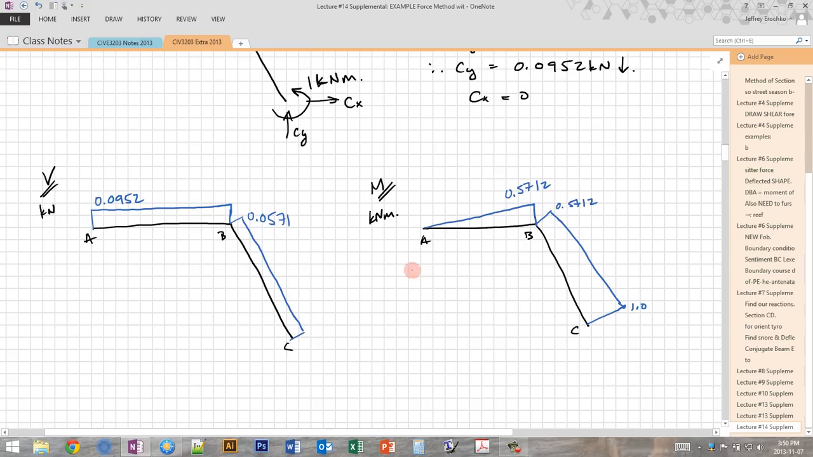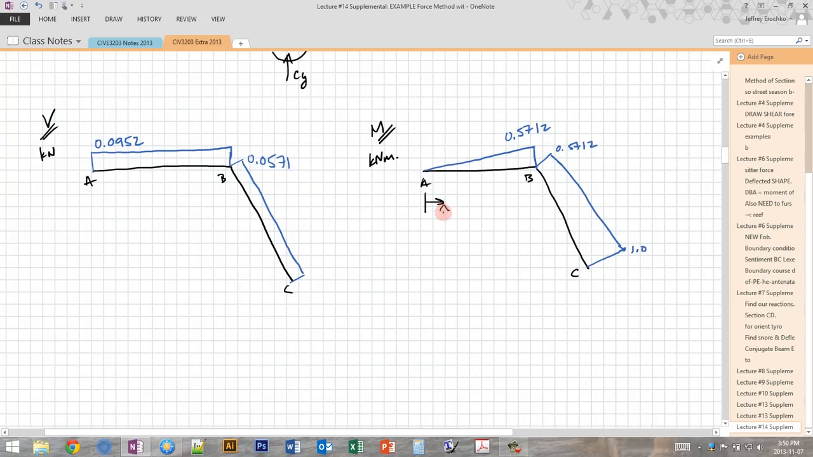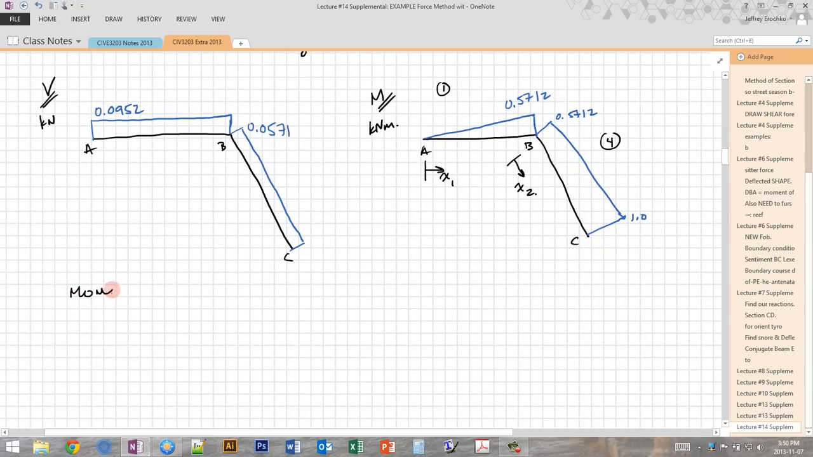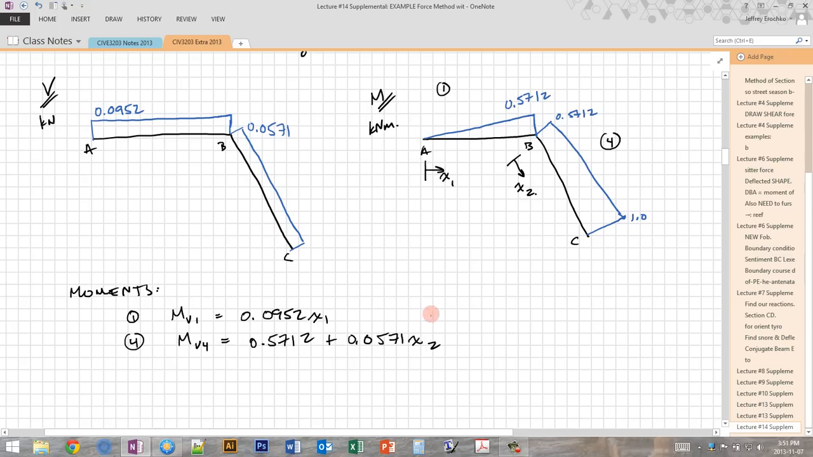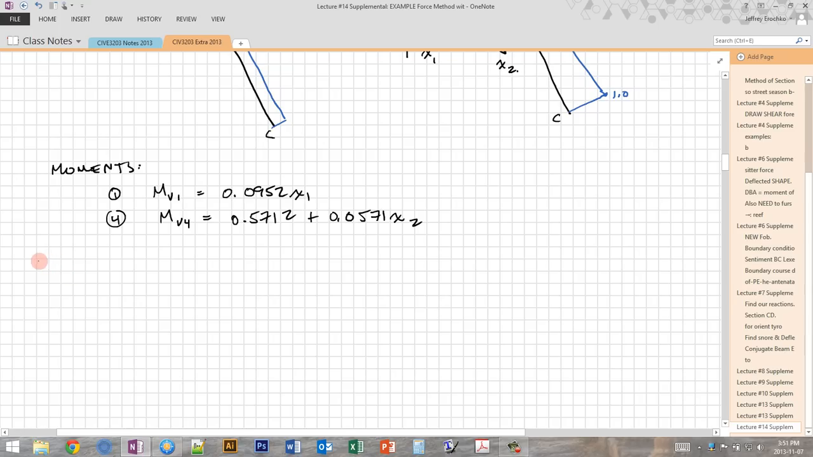So again, since I'm going to do it both ways, I'm going to have to find these moments in terms of the same x quantities. So I'm finding equations for the moments for AB and BC. We'll call this one 1 again. We'll call this one 4 again, since we had 2 and 3 on the previous one. So we have x1 and x2. So our moments, and these are just triangles, so they're quite a bit easier than the parabola. They look like this. And we get two equations, one in terms of x1 and one in terms of x2. And then we can use these equations to find the deformation using virtual work.